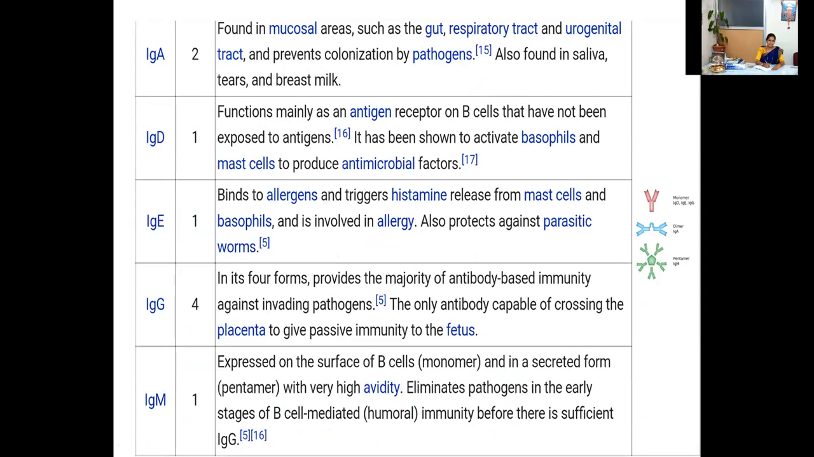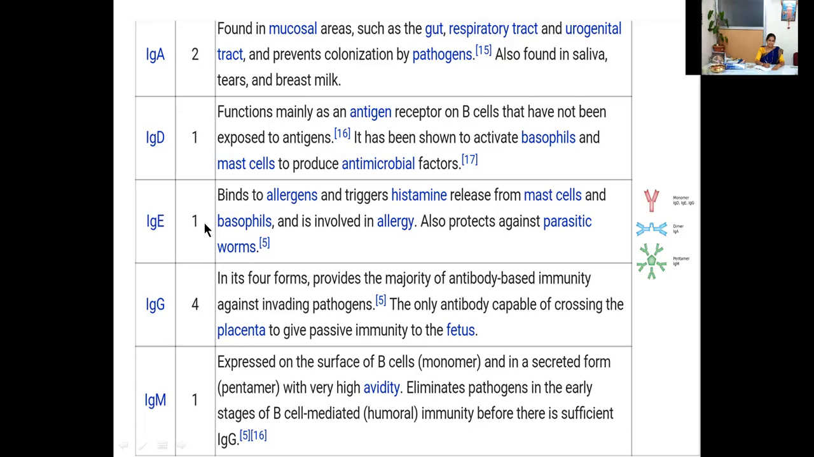Now let us go through all the five different immunoglobulins and their functions. IgA has two subclasses, A1 and A2, found in mucous areas such as the gut, respiratory tract, and urogenital tract, and prevents colonization by pathogens. It is also found in saliva, tears, and breast milk. IgD functions mainly as an antigen receptor on B cells that have not been exposed to antigens. It has been shown to activate basophils and mast cells to produce antimicrobial factors.